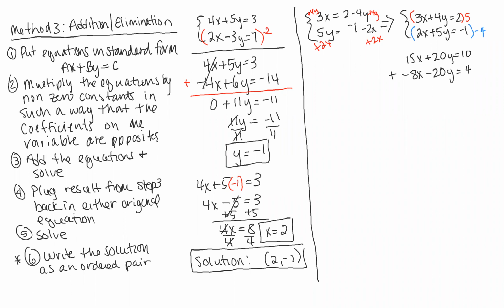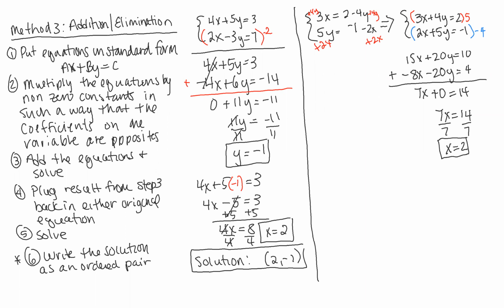Now, if I add these two equations up, what happens? Well, I would just add everything vertically, column by column. So 15x minus 8x gives me 7x. And what happens to the y's? Well, we forced the coefficients on the y's to be opposites. I now have 20 minus 20, which is 0. So this becomes 7x plus 0 equals 14. Well, 7x plus 0 is just 7x. So I get 7x equals 14. Divide both sides by 7, and we get that x is equal to 2.